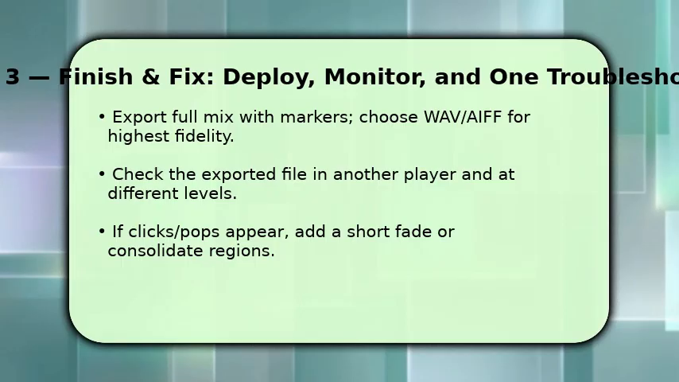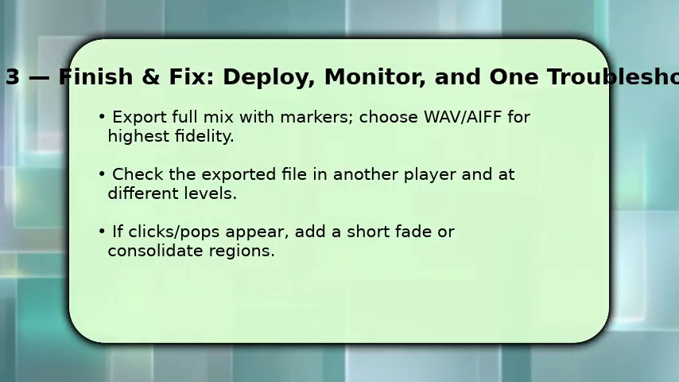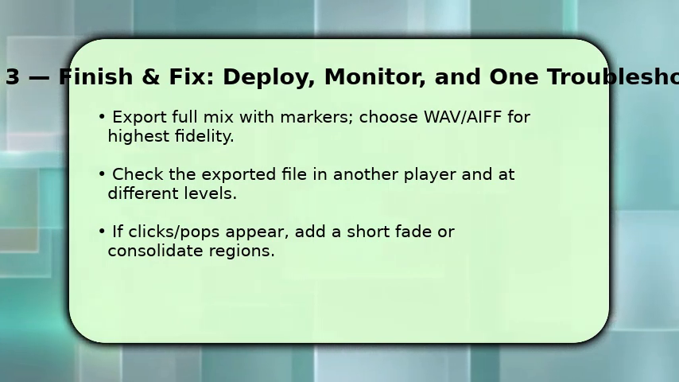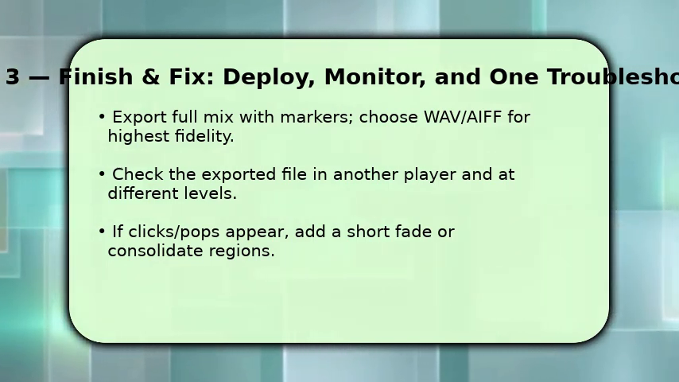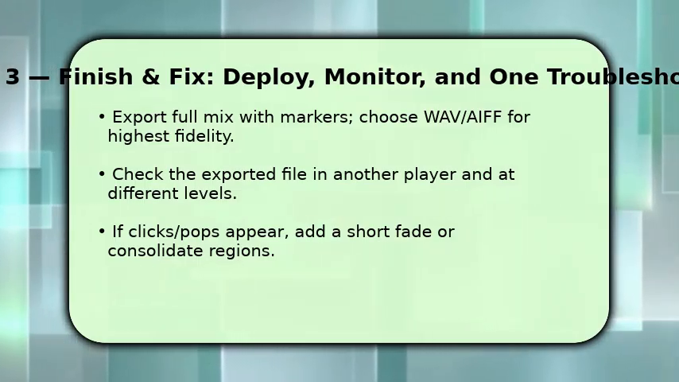You finish by setting the cycle or export range to include the end tail and then export the project. Choose WAV or AIF if you need maximum quality. Once exported, verify the file in another player and at different playback volumes to ensure the ending feels right.